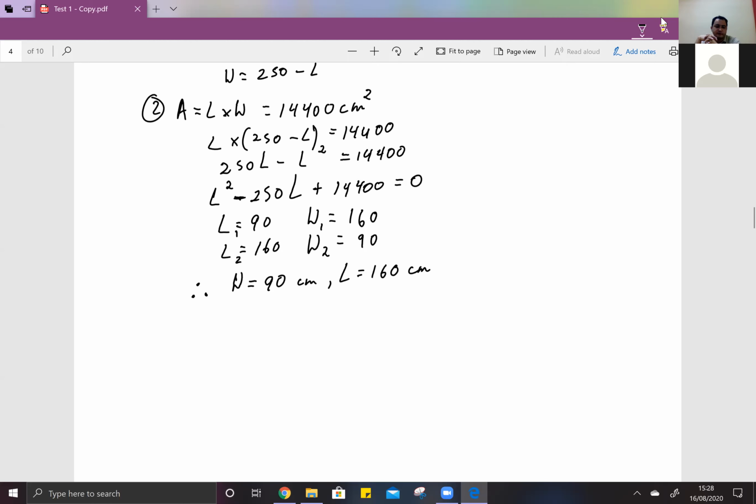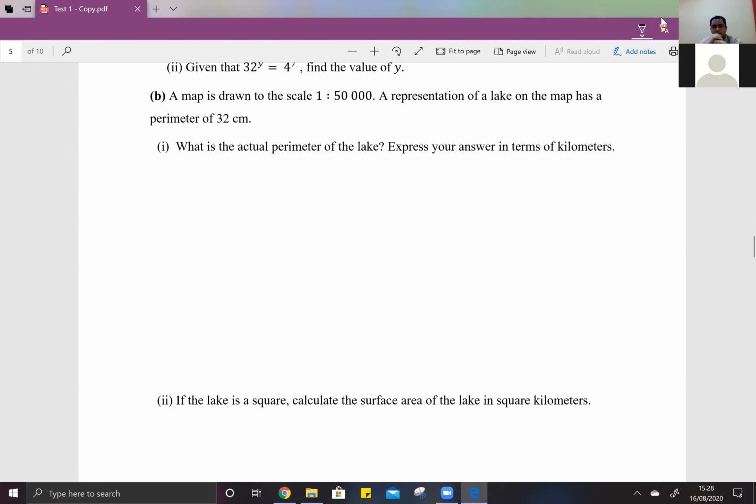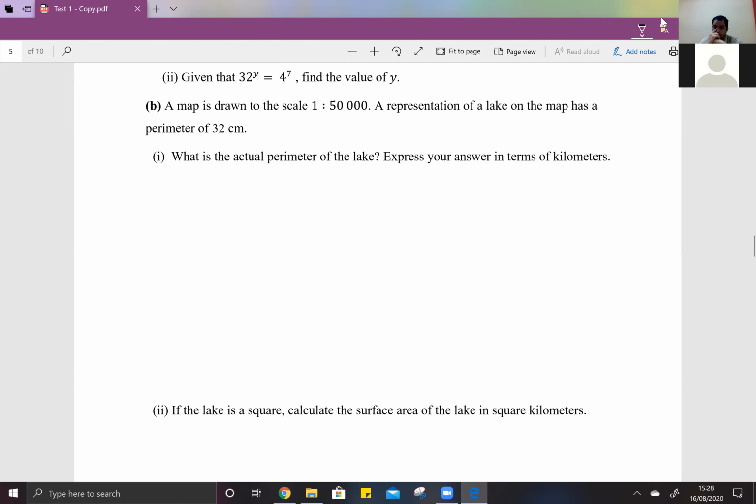Okay. Good. Let's move to the next question, 6B. A map is drawn to the scale 1 to 50,000. A representation of the lake on the map has a perimeter of 32 centimeters. What is the actual perimeter of the lake? Give the answer in terms of kilometers.